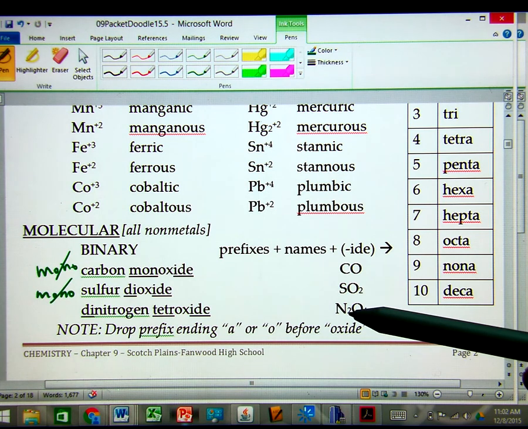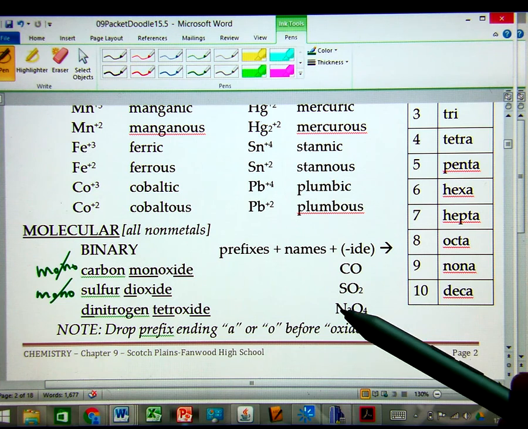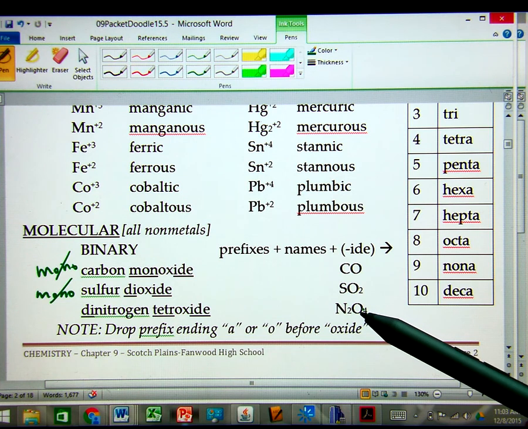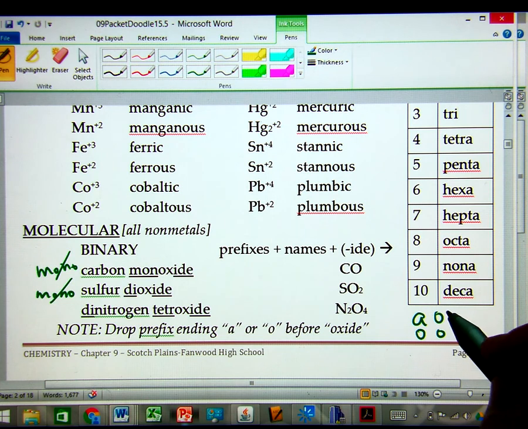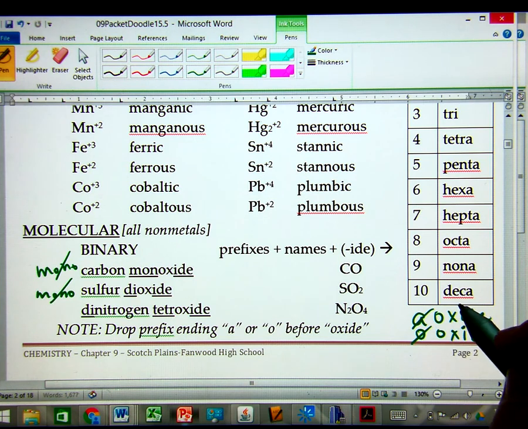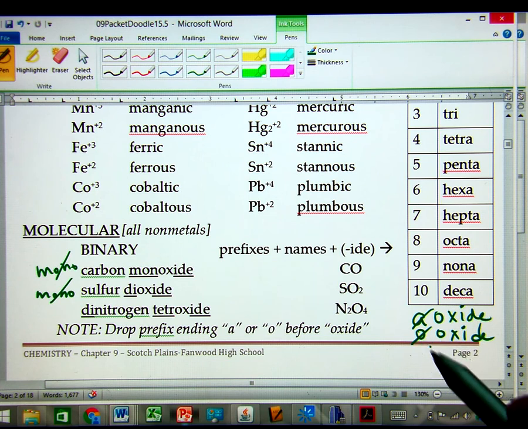This one has 2 nitrogens and 4 oxygens, so you would say dinitrogen tetroxide. So it's kind of like tetraoxide, and then you drop the A. So anytime you have an A before an O or an O before an O, like an oxide, you would just drop the A or the O. So instead of saying tetraoxide, you'd say tetroxide. Instead of saying monooxide, you'd say monoxide.